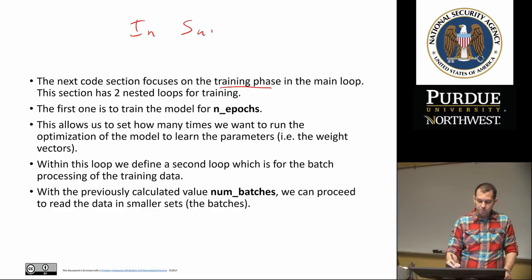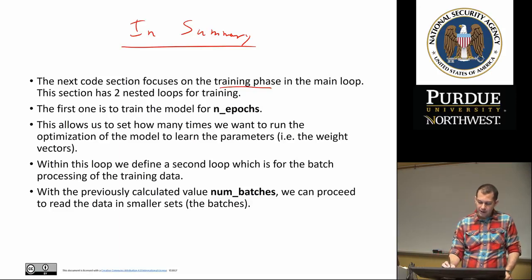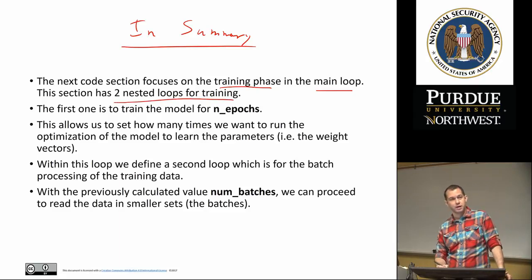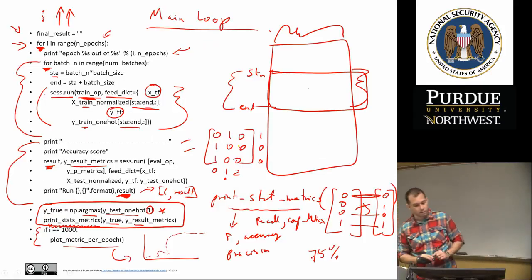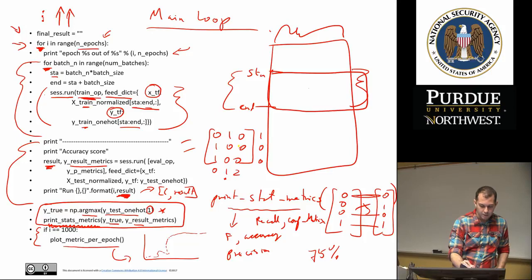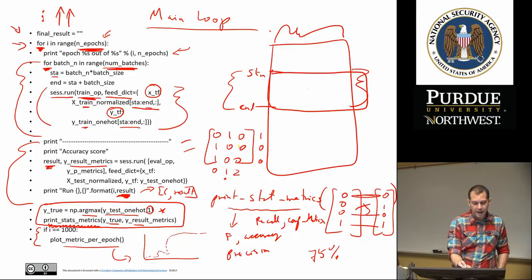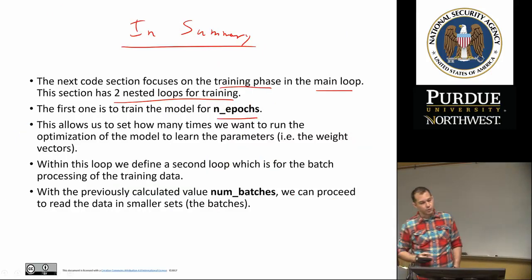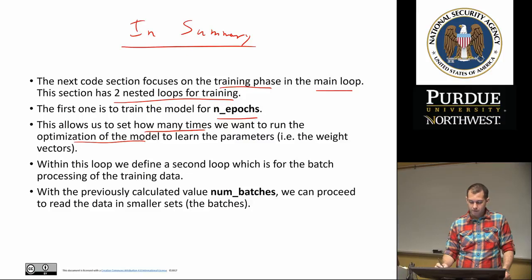So in summary, we just saw the code. We saw that we have a training phase in the main loop, and this section had two nested loops for training. The first one is to train the model for n epochs, so we saw that here, this for loop over here. The second for loop is the one for batches, num-batches. This allowed us to set how many times we want to run the optimization of the model to learn the parameters. Remember that what we're learning in the graph is actually the weights.